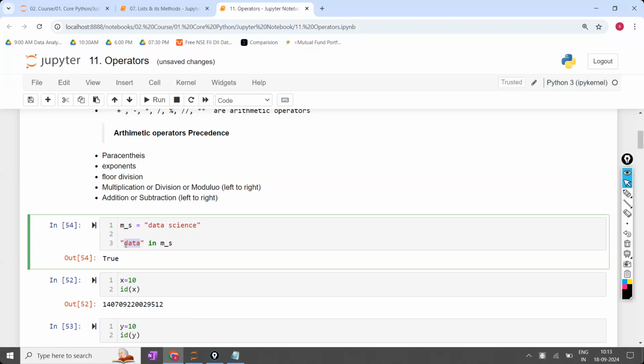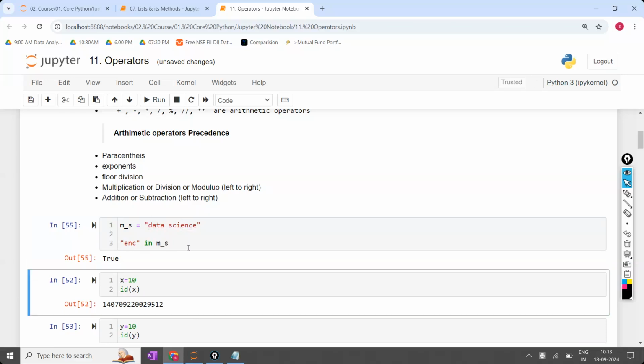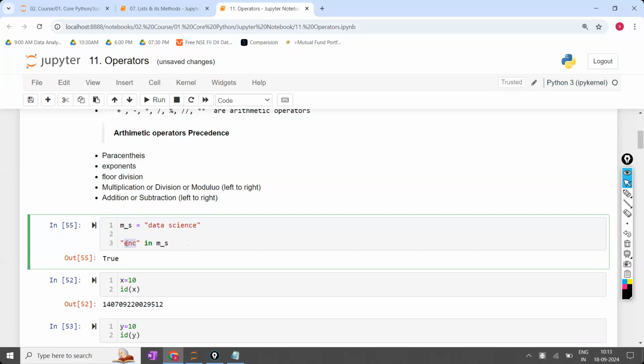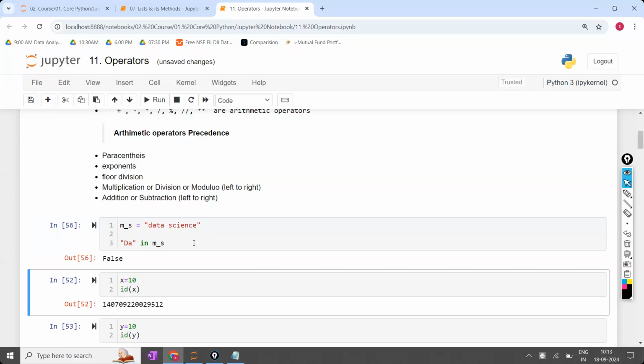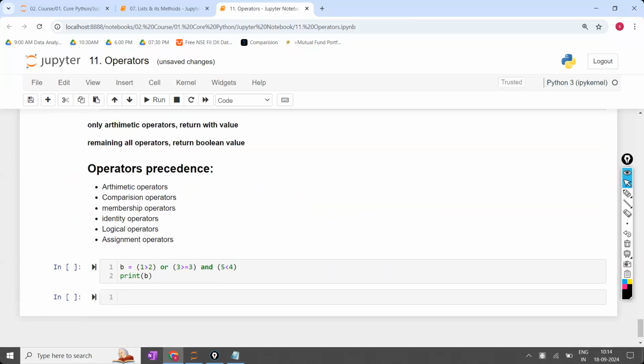As one of the students is asking the question, whether small enc is available. Small enc, no. Here ENC is available, so it is available means output is true. For example, I'm asking caps lock DA. Is any combination of caps lock DA available in the entire string, wherever it is? No, it is not available, so false. This is the order of precedence.